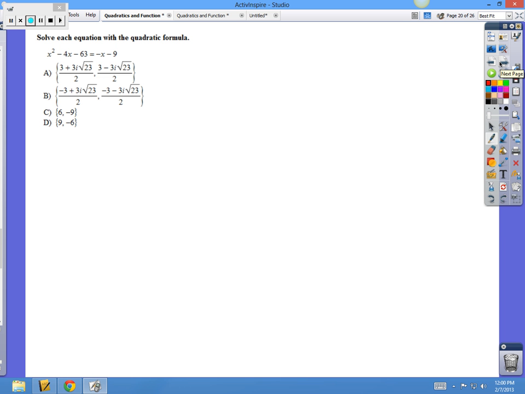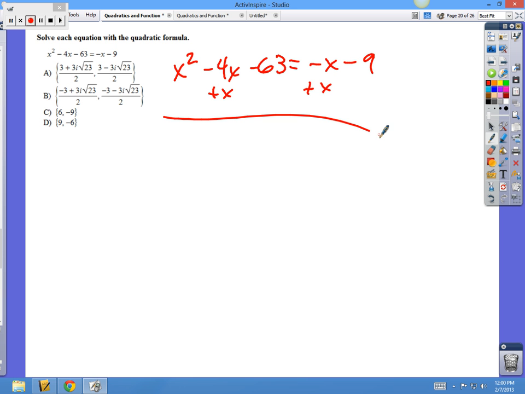Okay. This equation, they want you to use the quadratic formula, but actually it's a lot easier if you don't. X squared minus 4x minus 63 equals a negative x minus 9. So your first move, regardless of what you do, you have to get everything together. Get everything on the same side. So I'm going to plus x to this side, plus x to this side, plus 9 to this side, plus 9 to this side. And I should have all together an x squared, a minus 3x, and a minus 54 is 0.